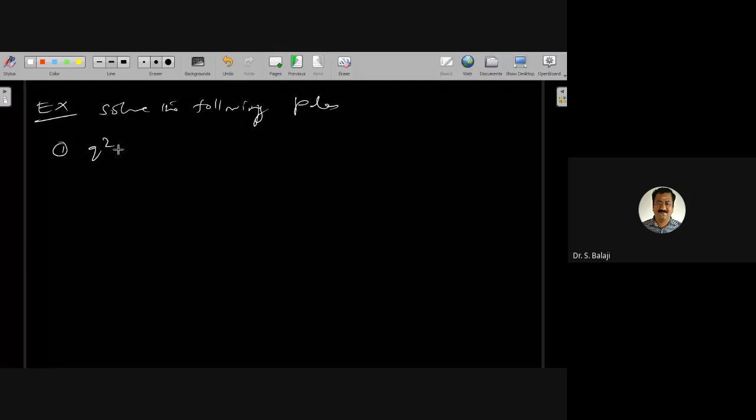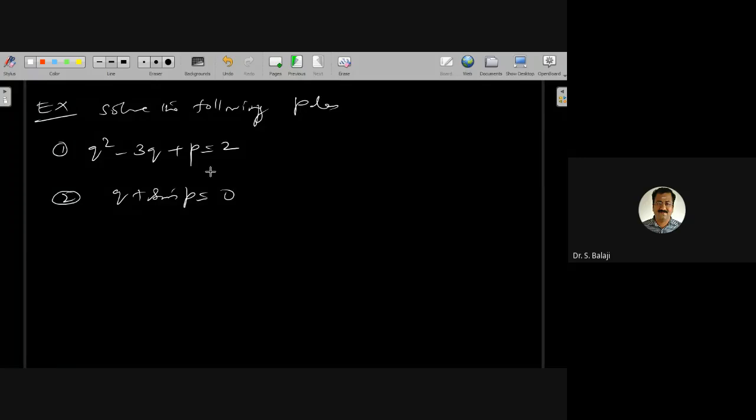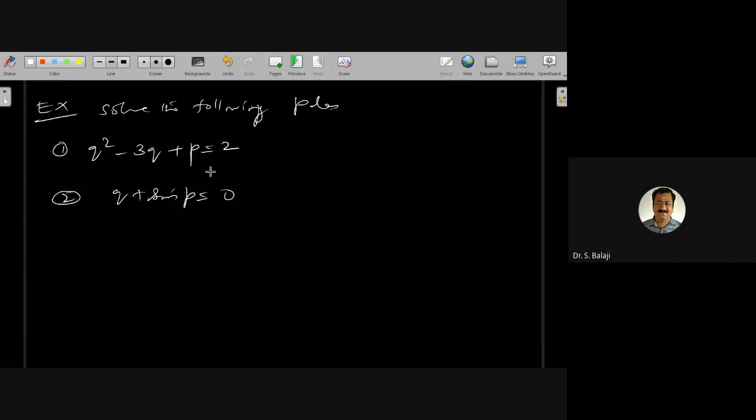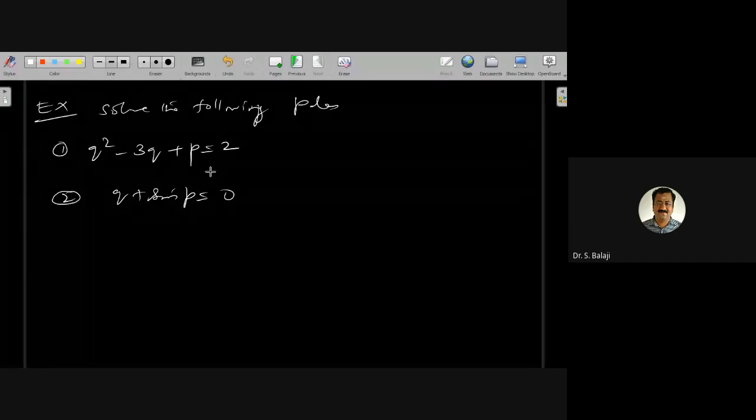q squared minus 3q plus p equals 2. And the second problem is q plus sin p equals 0. Please all of you try and give your answer. Both are of the form f of p, q equals 0.